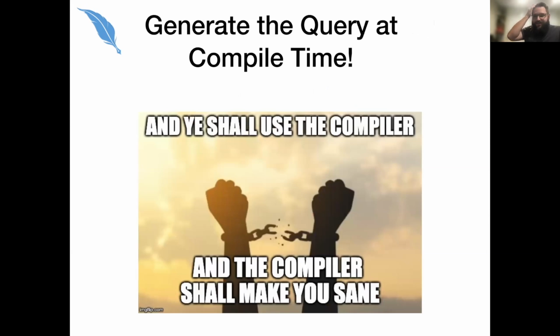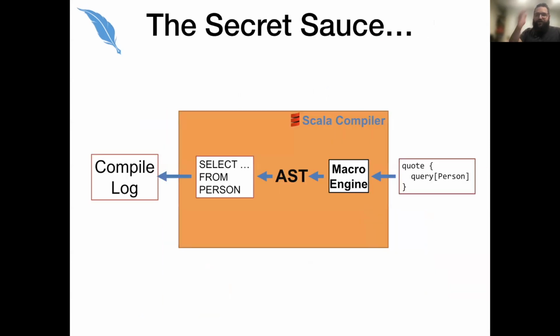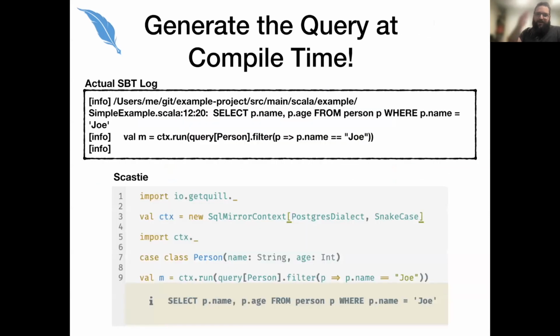So ideally, we want to generate the query at compile time. And this is what Quill does. Quill uses macros in order to generate the query at compile time, so you know at compile time what it's going to be. And this is what's coming out. This is what comes out of SBT. This is what comes out of Scasti. You actually see the query that it'll generate.